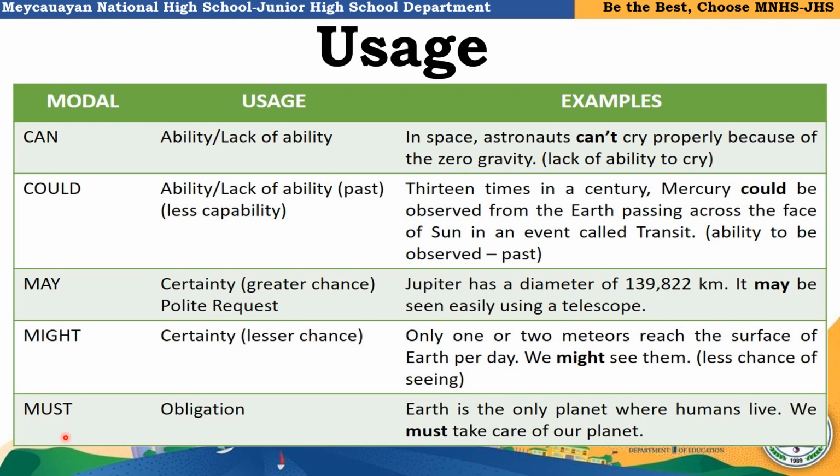And for the last one, for this slide, we have modal must. Must is for obligation or urgency. For example, Earth is the only planet where humans live. We must take care of our planet. As you can see, we use the modal verb must to portray obligation or urgency as Earth citizen. This is our main responsibility to take care of our planet. That is why we have to use must.